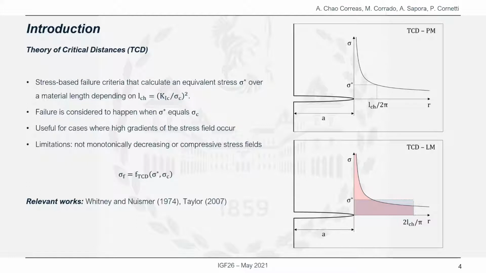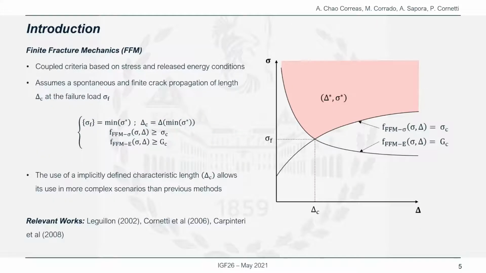Then failure is predicted to happen when this equivalent stress reaches the material strength, sigma c, for the case of no plasticity. This set of formulation has been used in many scenarios despite its simplicity, although it has some limitations for non-monotonically decreasing stress field or tensile compressive scenarios. However, there are some other more developed theories applicable.